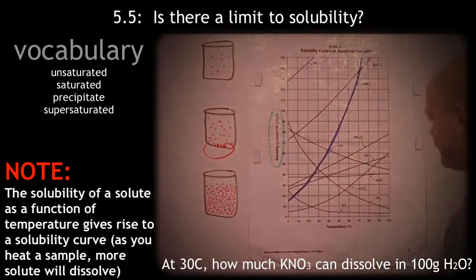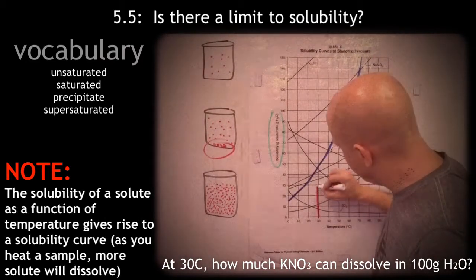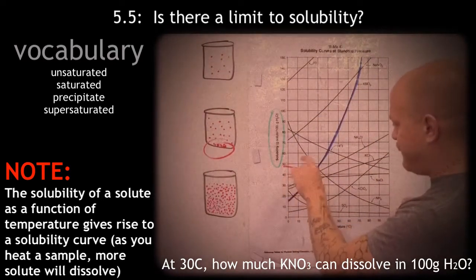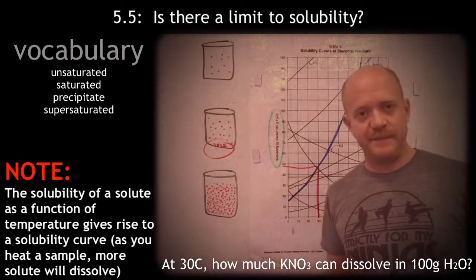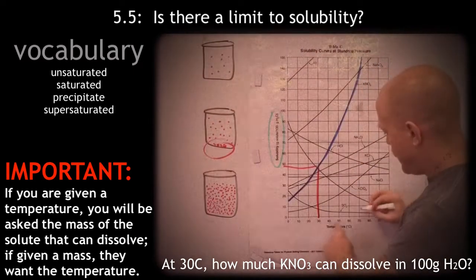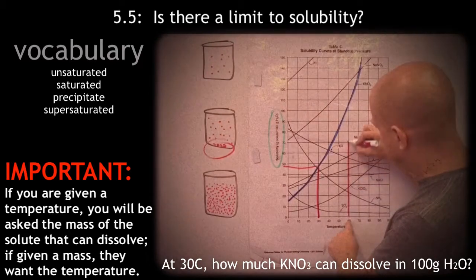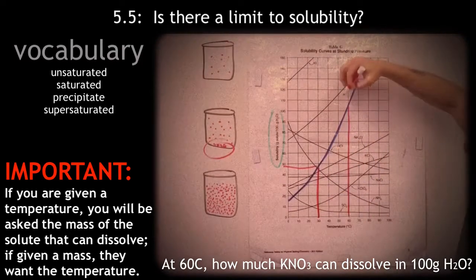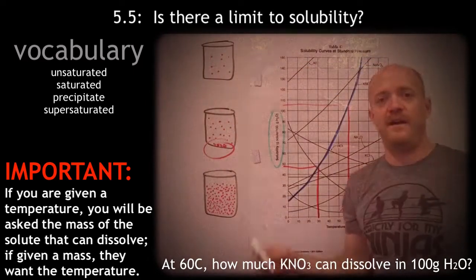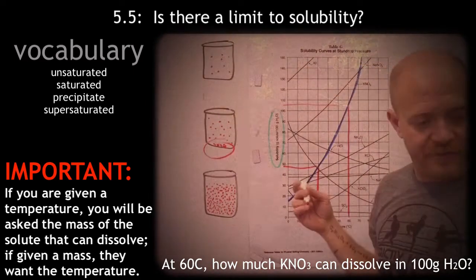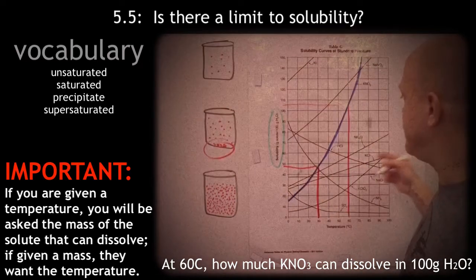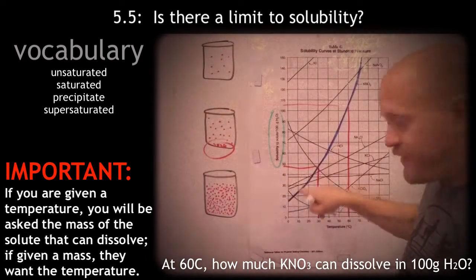So let's look at this. At 30 degrees Celsius, I can get approximately 47 grams of potassium nitrate to dissolve to form a saturated solution. Now, as I heat it up to 60 degrees, I can get quite a bit more. In fact, I can get about 105 grams of potassium nitrate to dissolve at 60 degrees. And I can get 47 to dissolve at 30 degrees, I'm sorry.